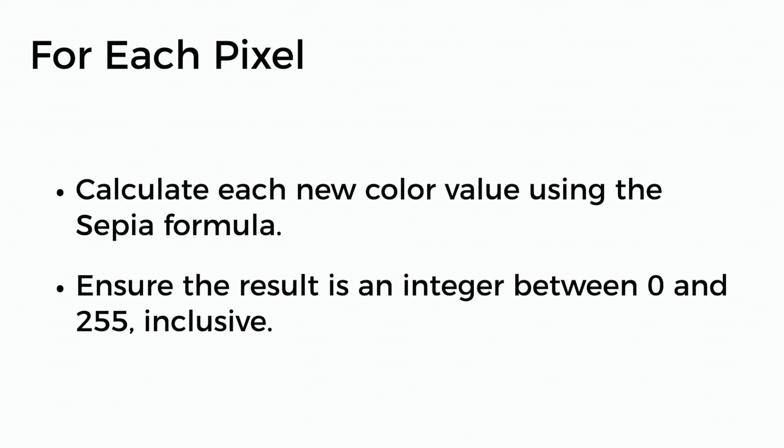So, what does this algorithm actually look like? Well, for each pixel in our two-dimensional array of pixels that represents our image, we're going to calculate each new color value using the sepia formula, using the original amounts of red, green, and blue to figure out what the new amounts of red, green, and blue should be. But in particular, we'll want to make sure that the result we get for each channel value is an integer between 0 and 255 inclusive.